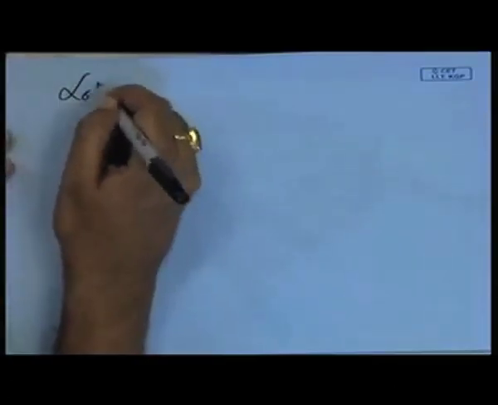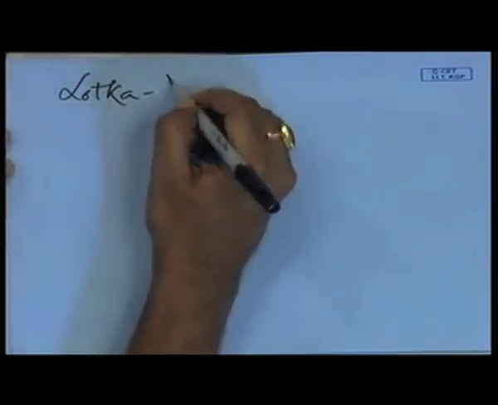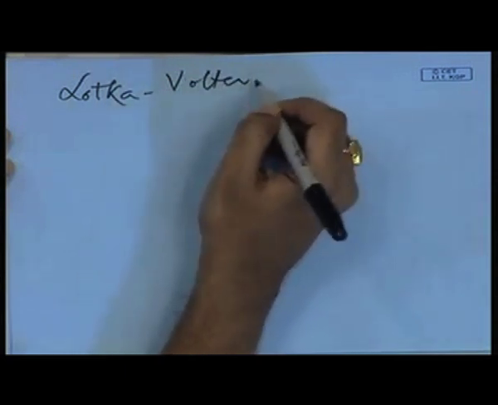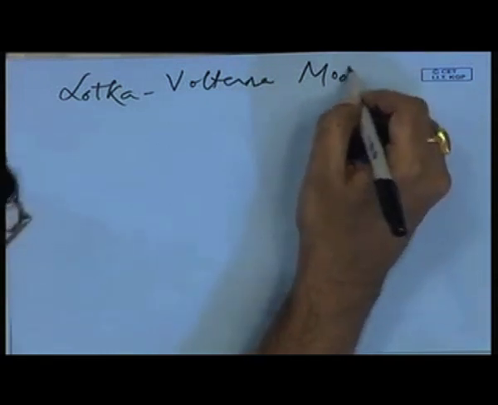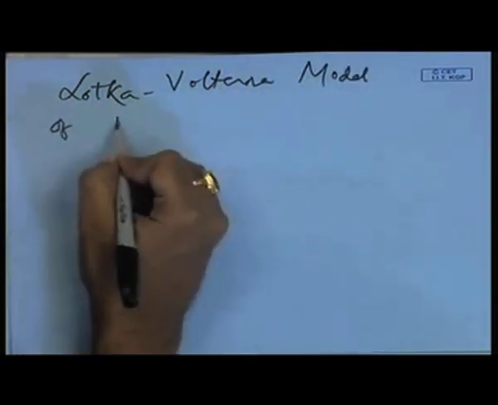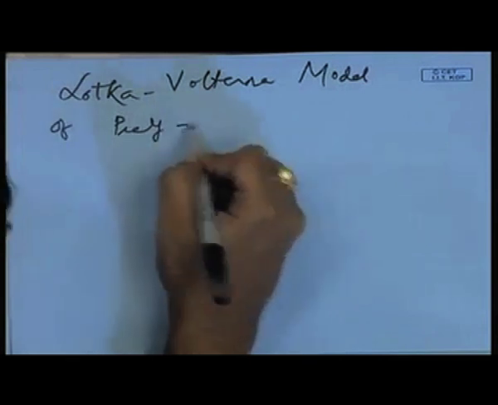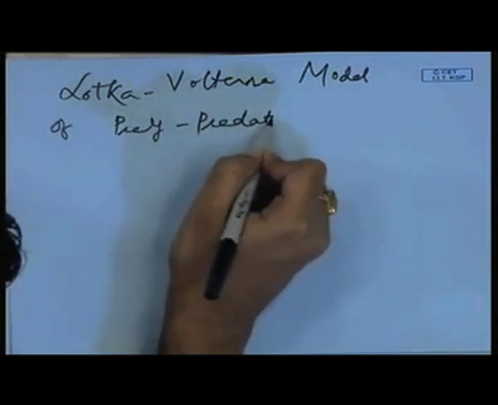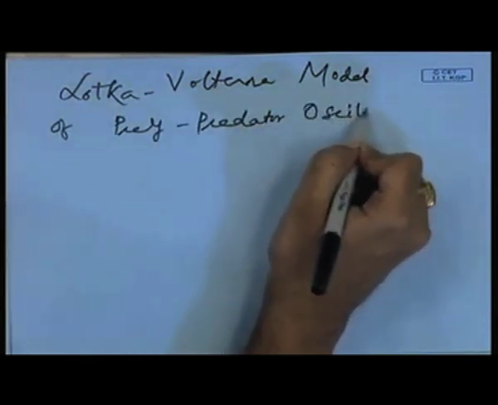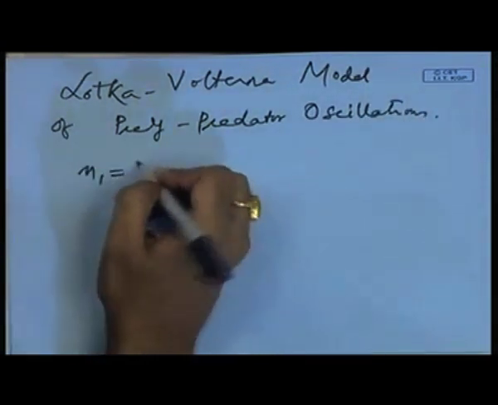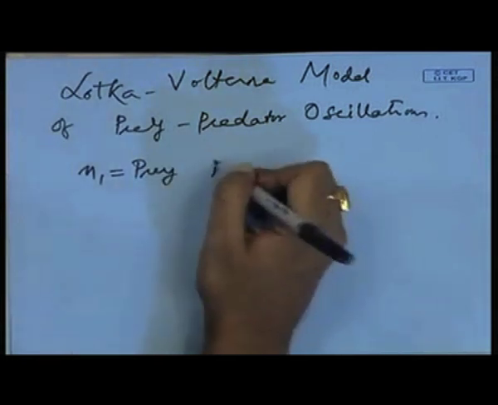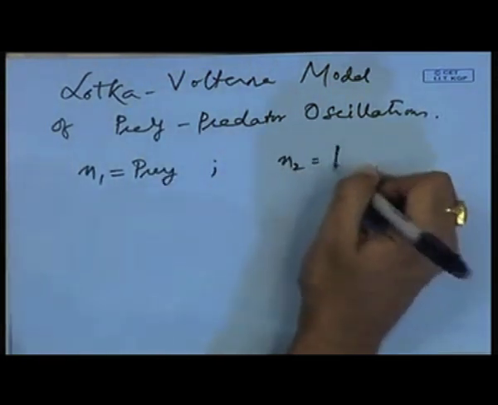So, let us try and understand how to model this entire system. The model that we talk about was derived by these two scientists, Lotka and Volterra. So, it is called the Lotka-Volterra model of prey predator oscillations. So, let us say N1 is a prey and N2 is a predator.